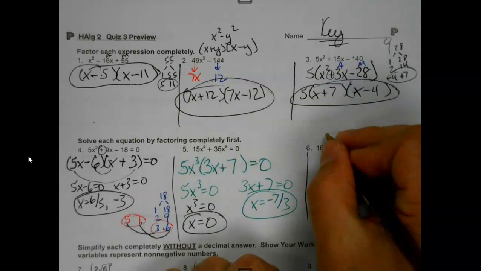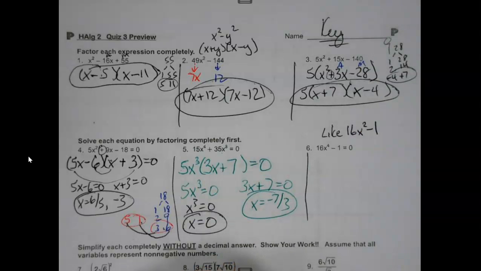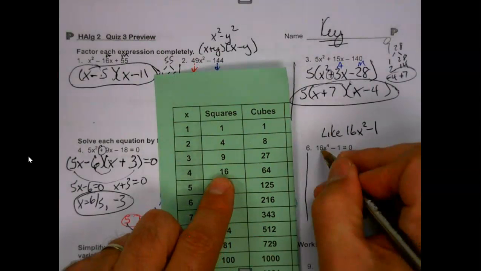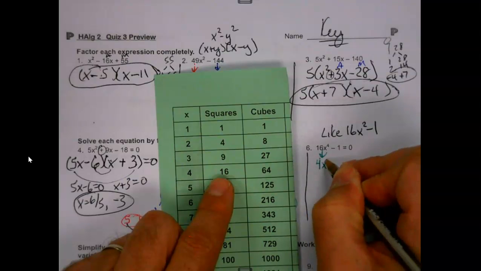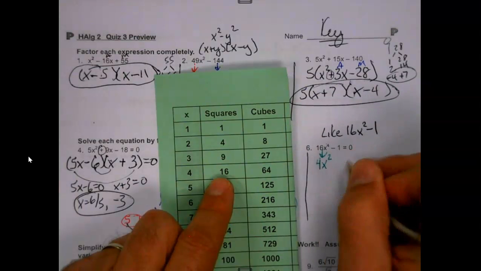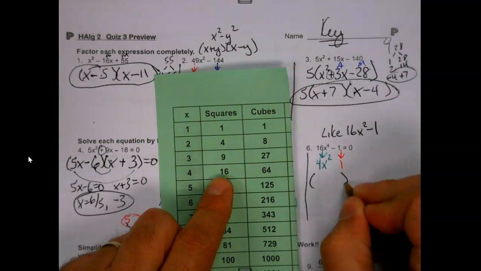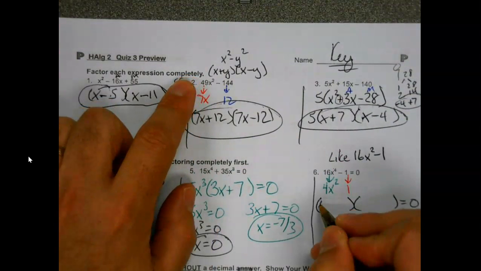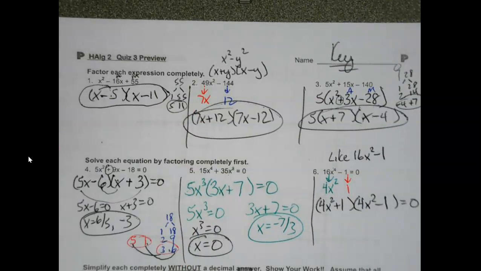Don't freak out by the 4th. Treat it just like it's 16x squared minus 1. Perfect squares abound, people. There they are. The only thing I got to remember here is, instead of just being x, because x times x is x squared, this is going to be x squared, because 2 plus 2 is 4. I get here my difference of squares, just like we did it up here. First plus second. First, minus second.